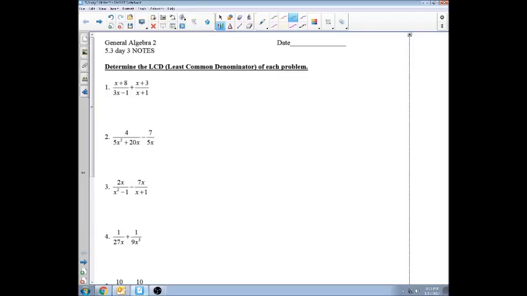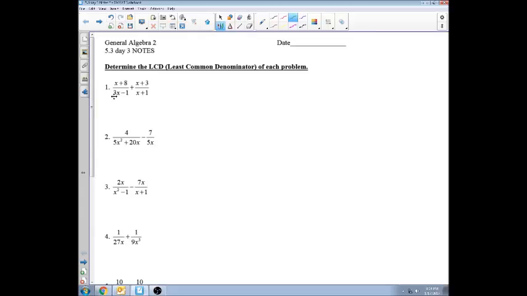Alright, the first step to all these problems is we're going to see if we can factor out our denominator at all, and if we might be able to cancel out anything from the numerator real quick before we determine our LCD. So first, let's look at 3x minus 1. Well, 3x minus 1, is there any way to factor that at all? In this case, there would not be. There's no GCF. How about x plus 1? Again, there is not anything I can do there because it is just a binomial. There is no GCF.